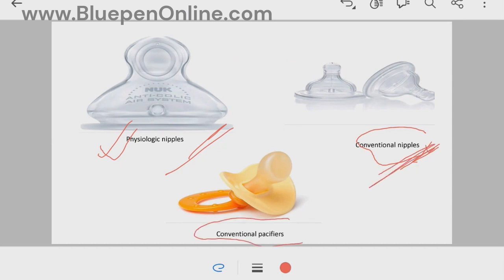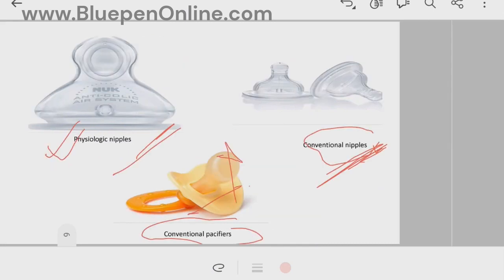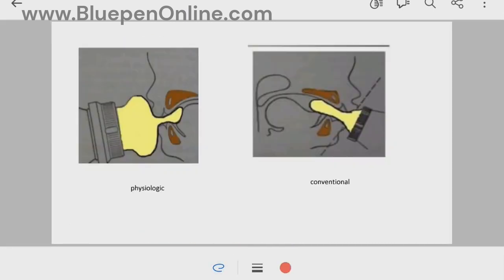And also, what are conventional pacifiers? These are pacifiers. We even tell young mothers to reduce the use of these pacifiers. You know why? This has a detrimental effect on the dentition. That's the reason why we tell them to reduce the use of pacifiers to the maximum. This is the physiologic and the conventional. Just see the difference between them.